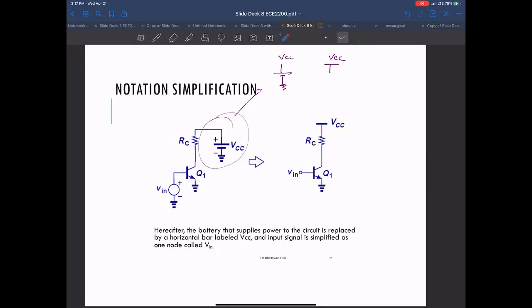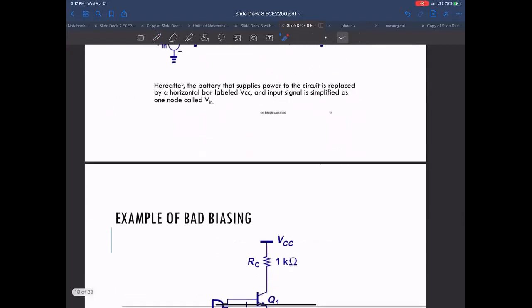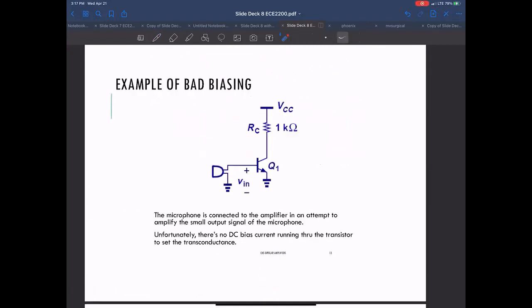Okay, now let's talk about the different bias elements, and let's talk about an example of bad biasing, and by that we mean really no biasing. Let's say you had a microphone connected to a bipolar transistor, and for the sake of discussion, say that this microphone's input change that you could get out of here was around 20 millivolts.